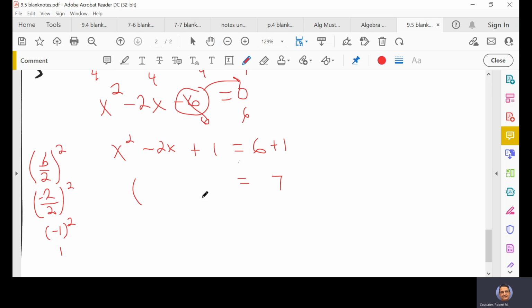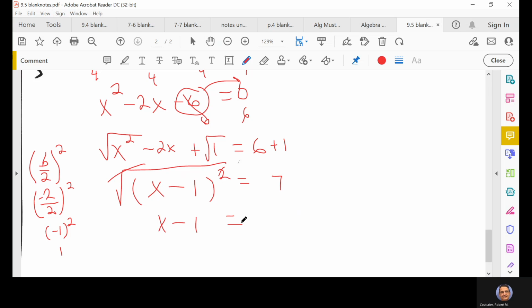And the whole purpose, again, was so we could factor. Special case factoring: take the sign of the middle term, square root of the first, square root of the last. And right like that, you're ready to finish your solving. Take the square root. That cancels, leaves us with x minus 1 equals plus or minus the square root of 7. That is not a perfect square. Leave it alone for right now. And then we have to add 1 to both sides.